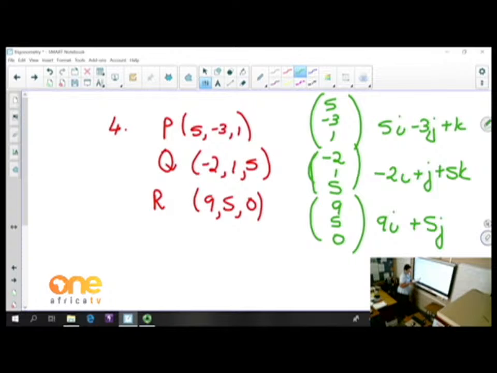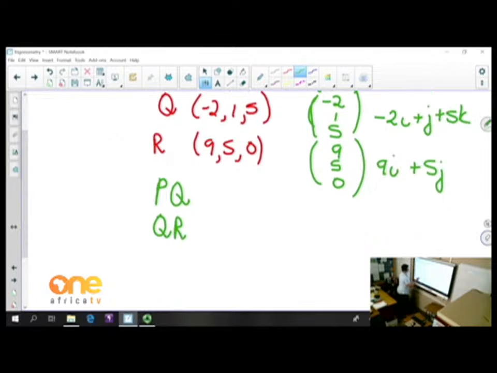And we want to find the angles of the triangle here. So we're going to use the same method now to find the angles. So you need to find the column vector PQ, and we'll have to find QR, and we'll have to find PR.